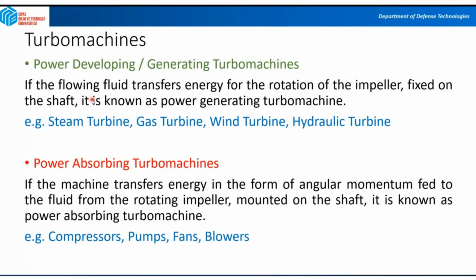On the other hand, we have power absorbing turbo machines. We said that if the machine transfers energy in the form of angular momentum fed to the fluid from the rotating impeller mounted on the shaft, it's known as a power absorbing turbo machine. So all the pumps, compressors, and fans, also blowers, are in the group of power absorbing turbo machines.